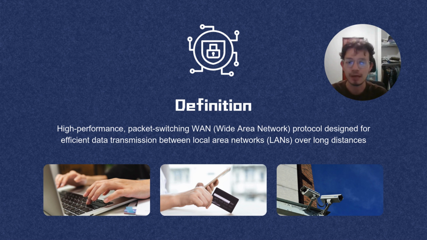So, what is Frame Relay? Frame Relay is a high-performance packet switching WAN, a wide area network, protocol designed for efficient data transmission between local area networks, or LANs, over long distances. It was developed in the late 1980s and widely adopted in the next decade. It is usually used to connect geographically dispersed locations such as branch offices and data centers.